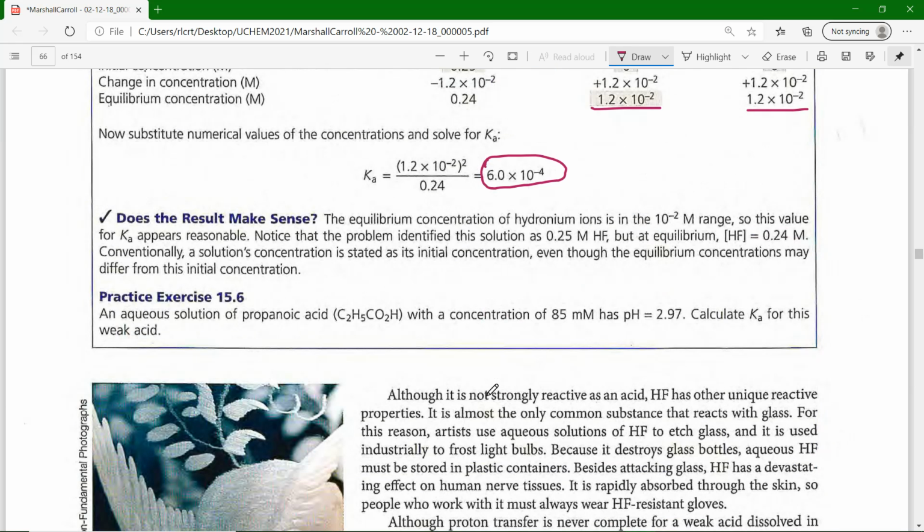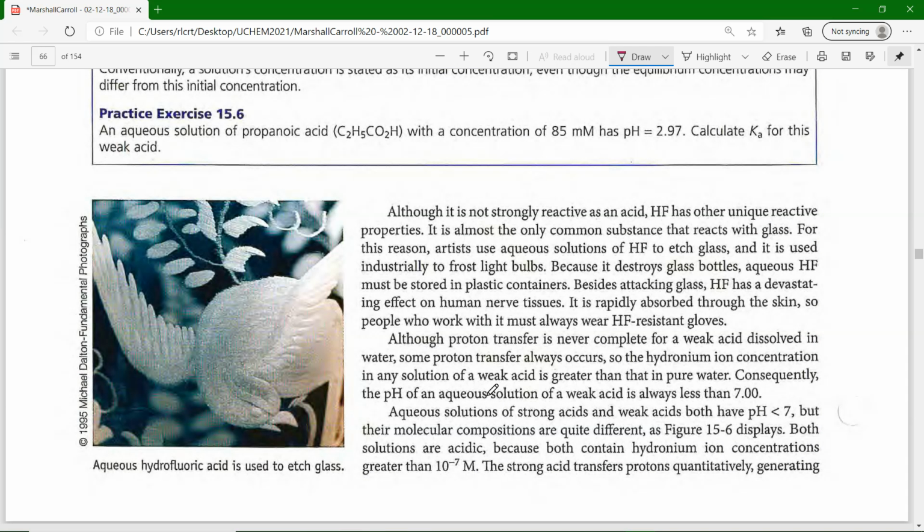Okay, let's try this. Propanoic acid, calculate the Ka. You have a whole bunch of stuff there. I just like to write it as HProp. We don't really need to put in all that other stuff to answer our questions. So it's HProp plus the propanoate anion.